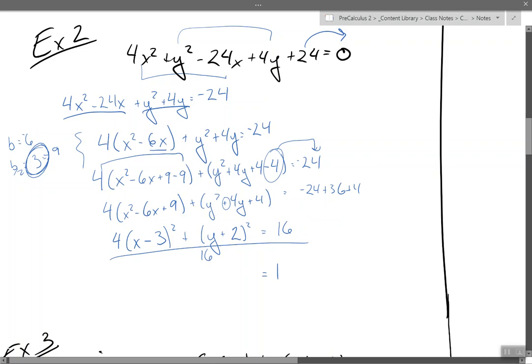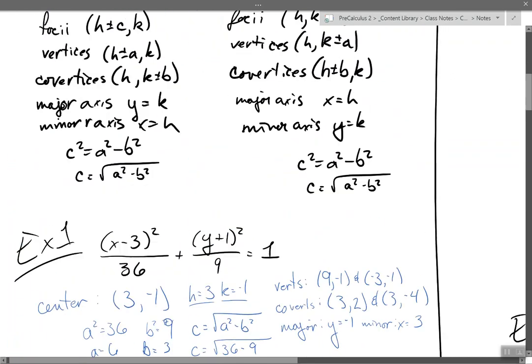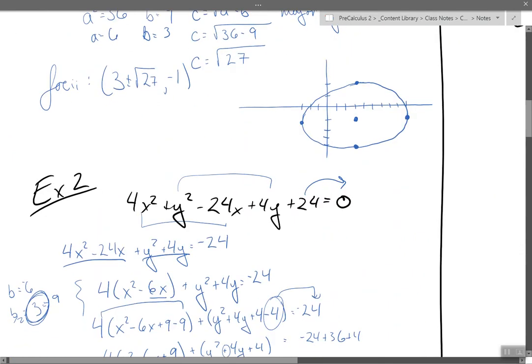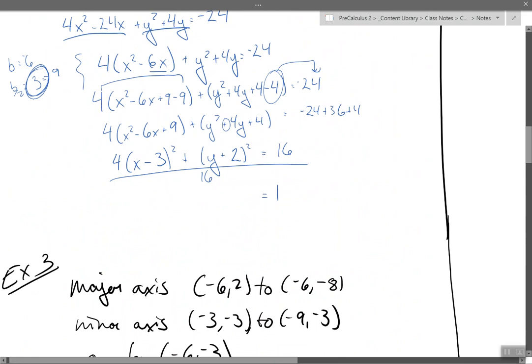And we do want to reduce. We don't want to leave a number on the top. If you notice, there are no coefficients on any of the fractions on the numerator. So we are going to get the x minus 3 quantity squared over 4 divided by 16. So we get 4 on the bottom, plus y plus 2 quantity squared over 16. Okay, and there we go.